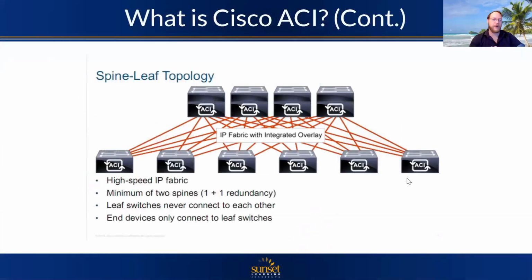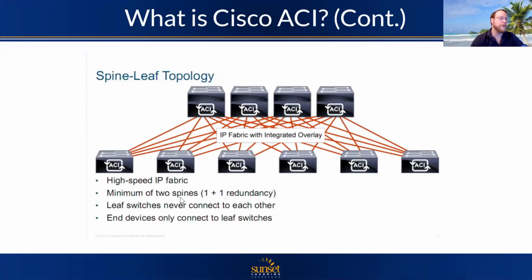So here's our spine-leaf architecture. Just a couple of quick things about this. If you folks are familiar with FabricPath, it's very, very similar to FabricPath. What we've done is we've created a high-speed fabric with 40 gig connections, 100 gig connections back here on the integrated overlay. So it is a very fast backplane here.